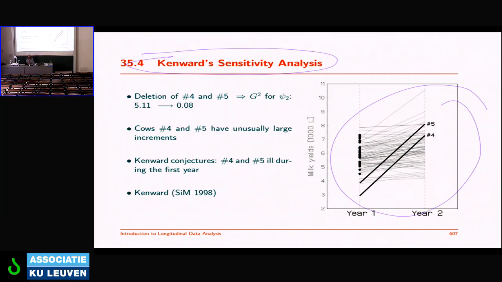Cow 4 is special because it comes out as the lowest value in year 1 and ends up really high up in the pack in the year 2 measurement. Now that's unusual. So the conjecture is cows number 4 and 5 were ill during the first year.